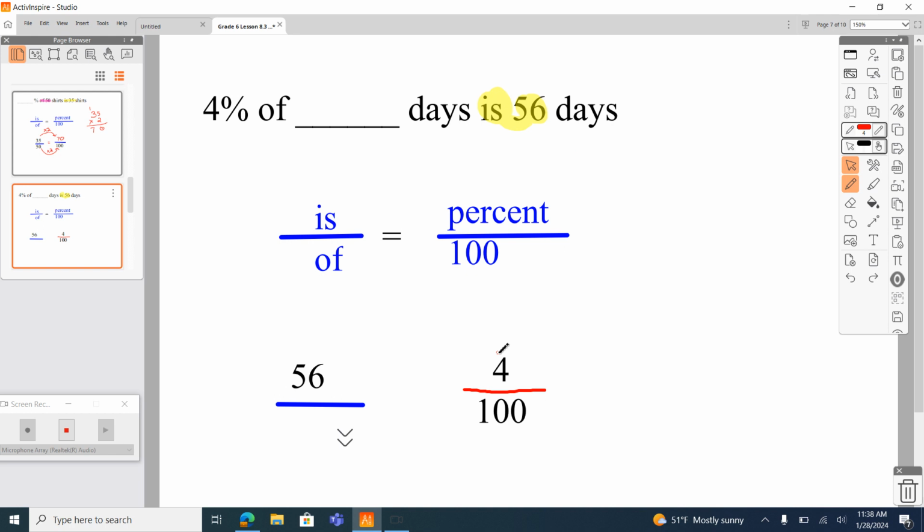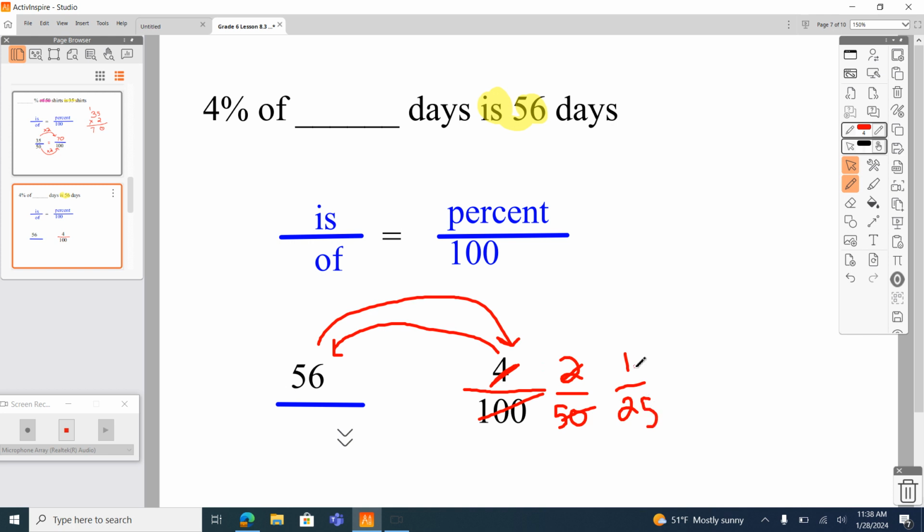What am I multiplying 4 by to get 56? I'm not sure, but could I do it the other way? Could I divide? If you'd prefer to, could I divide them both by 2 and I would get 2 over 50. And then, by the way, I could divide them both by 2 again. I would get 1 over 25. And that way I actually wouldn't have to check anything. 1 times what number? 1 times 56 is 25.